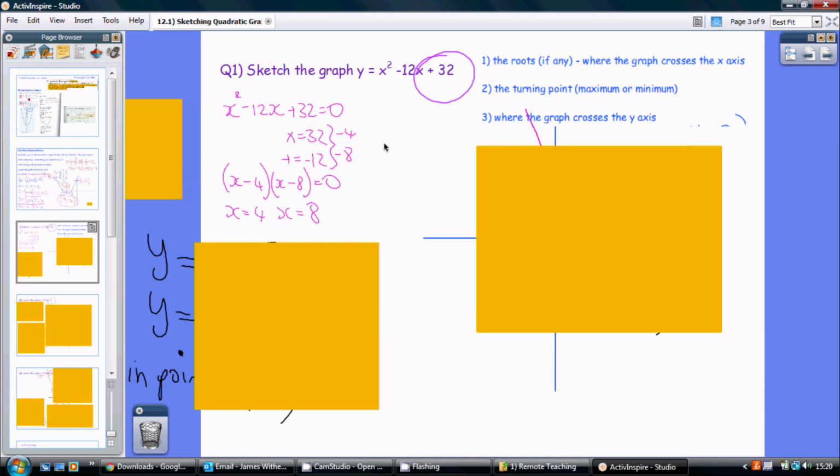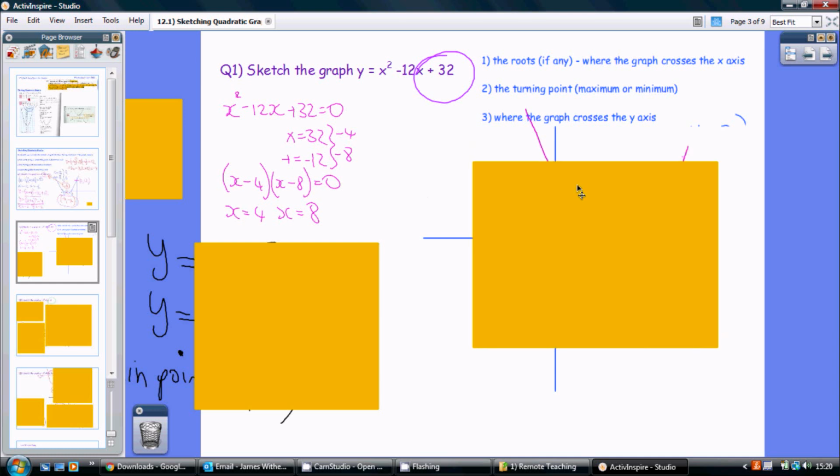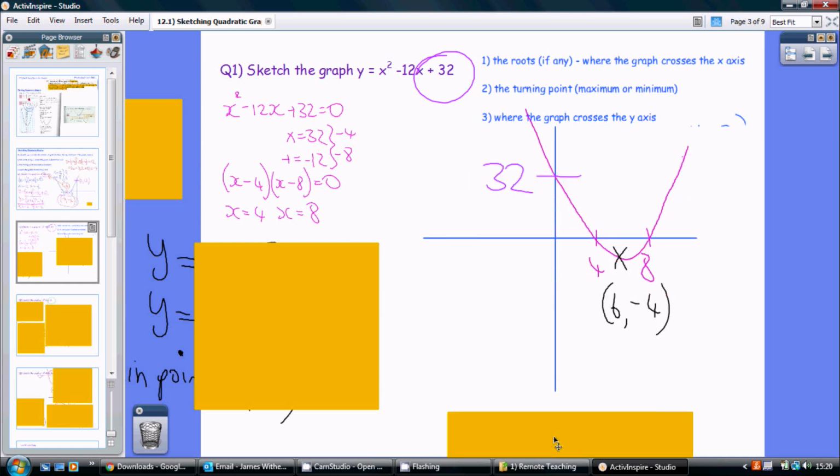Obviously this factorizes. What magic numbers multiply to be 32 and add to be minus 12? That's minus 4 and minus 8. So that's our factorized pair of brackets, so our solutions are 4 and 8. So when we sketch the curve, it cuts the x-axis at 4 and 8.